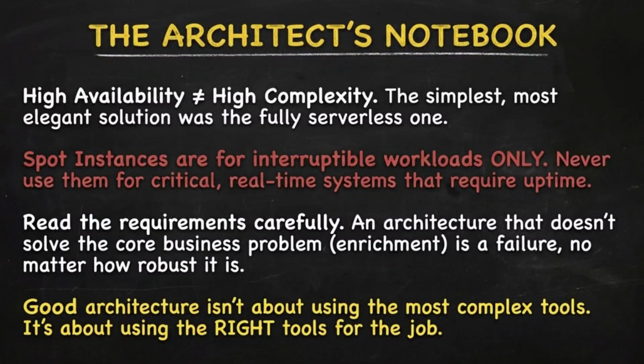Let's summarize. If you guessed right, great. Write A in the comments. If not, don't worry. Now you know why Spot instances are not about high availability and why Lambda is like a Swiss Army knife of AWS architecture.